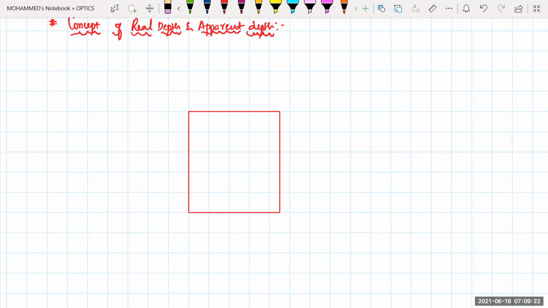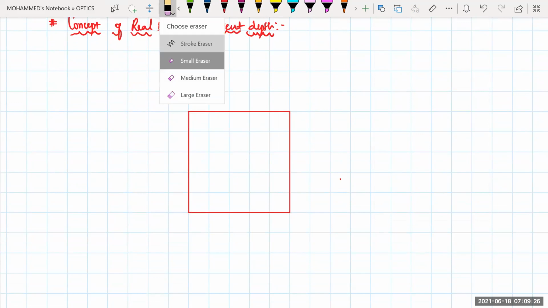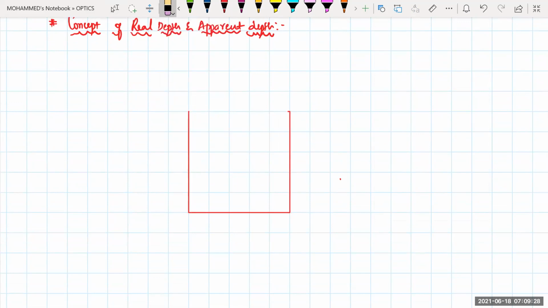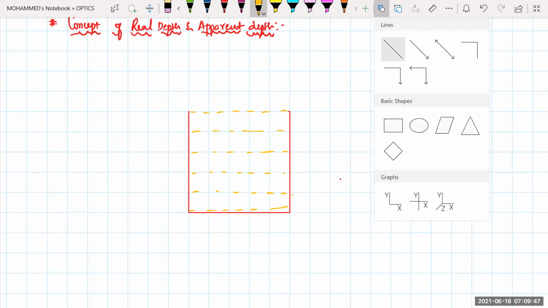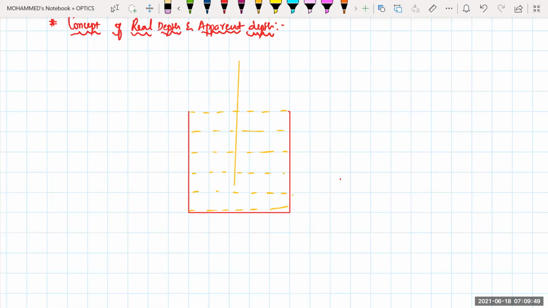Say for example, this is some vessel, and water is being filled in it up to the upper part like this, like a lake. And there is a normal here somewhere. Say, this is your normal.